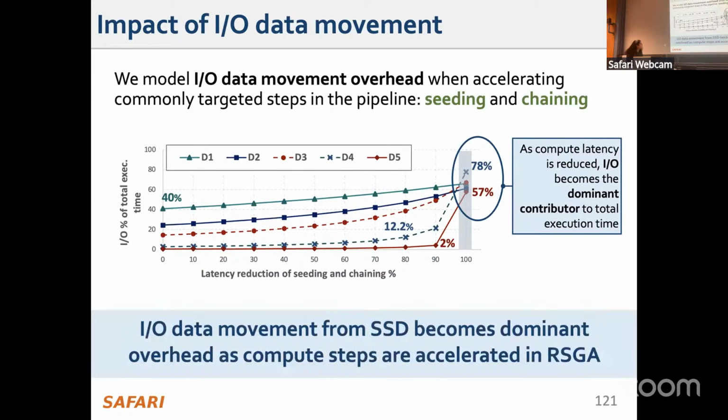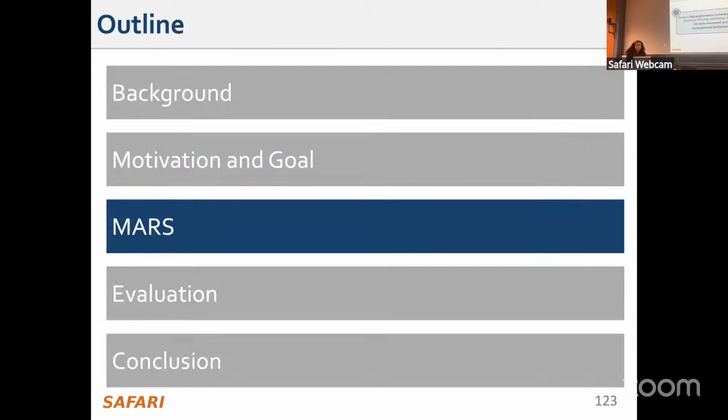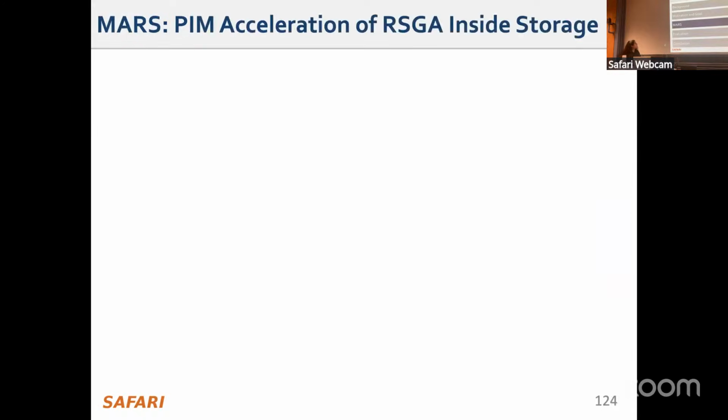IO data movement and the computation. So design a high performance and energy efficient system for RSGA by addressing both of these. And that brings us to Mars.